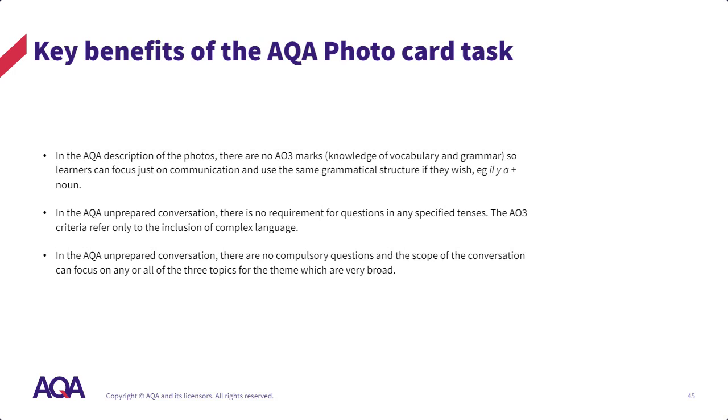Students do very well in this task in the current specification. In the AQA unprepared conversation, there is no requirement for questions in any specified tenses. The higher tier AO3 criteria refer only to the inclusion of complex language. This means the criteria is less demanding. In the AQA unprepared conversation, there are no compulsory questions, and the scope of the conversation can focus on any or all of the 3 topics for the theme, which are very broad.